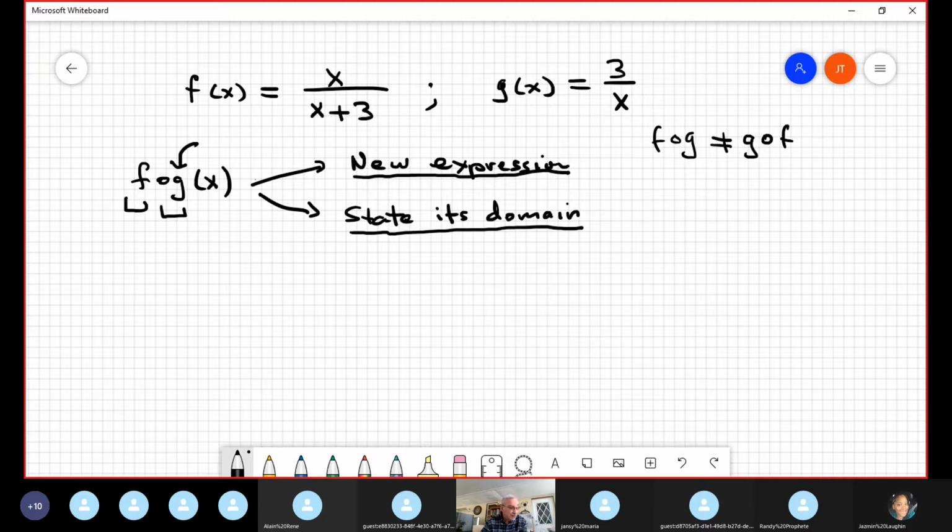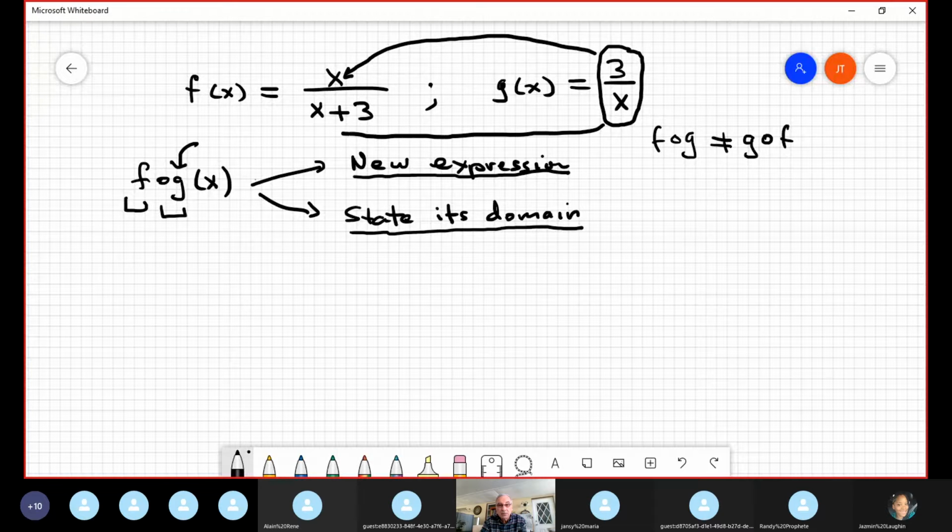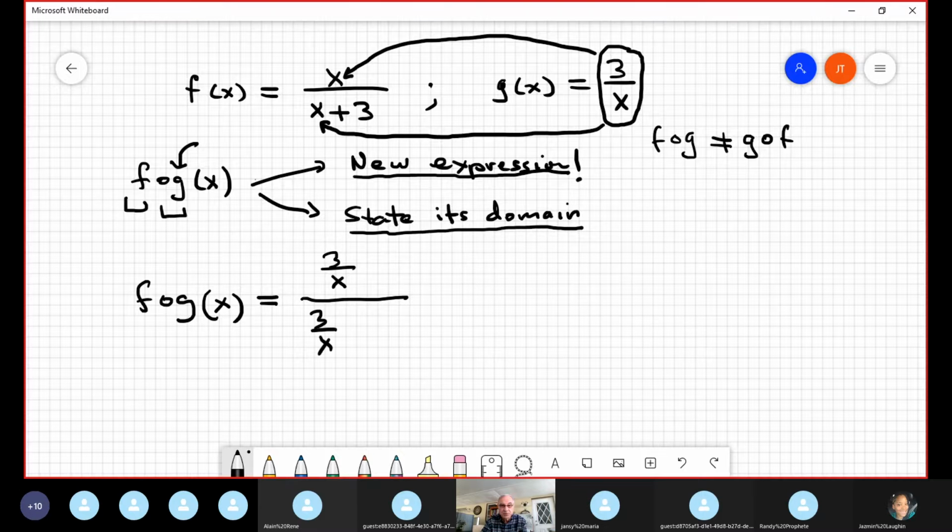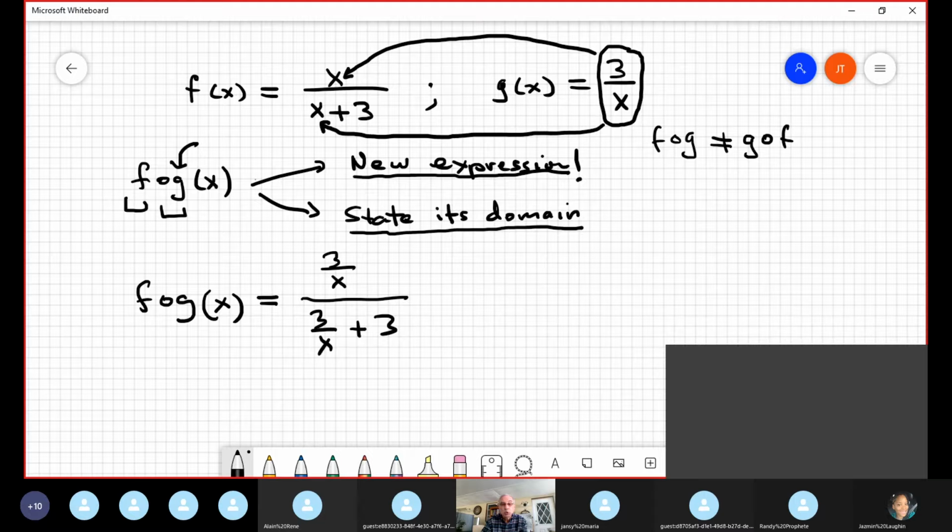So now, let's move on. It's g first. This is the first one, according to this order, according to this symbolic way. And you replace this expression here and here. Okay, so my new expression, f composition g of x, is equal to 3 over x divided by 3 over x plus 3. Do you follow me, the idea that I'm doing? Good.